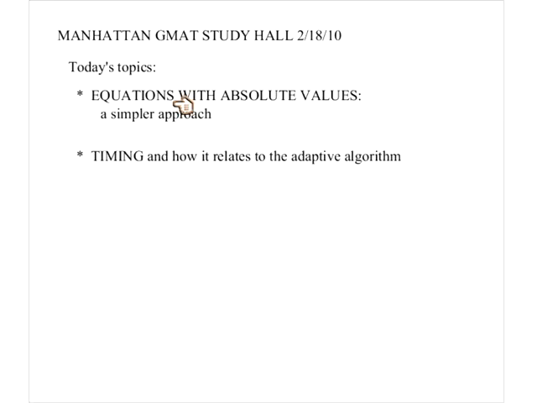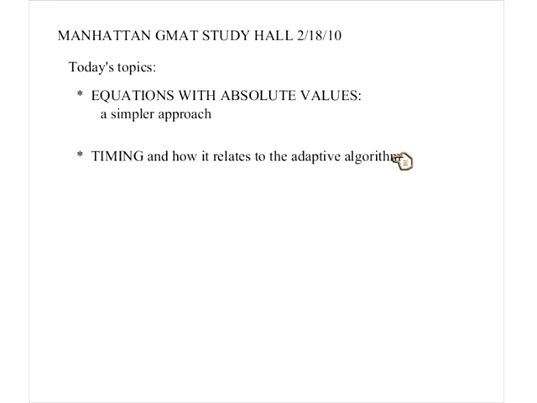So we're going to start with a review of the most basic possible facts about absolute value equations. Then we're going to look at how to simplify your life if you encounter such an equation on the test. After that, we're going to have a discussion of timing. This is also a very popular question that people have asked. We're going to start our discussion of timing around the quant section, shift over to the verbal after that, and then relate it to the adaptive algorithm.